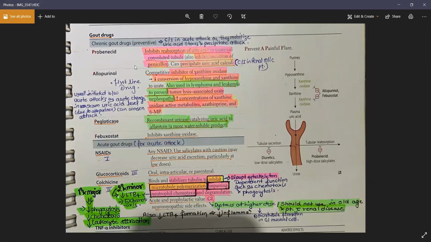Should we move forward now? Yes, please. Thank you. Okay, so now come the gout drugs. Okay, so you have a treatment.